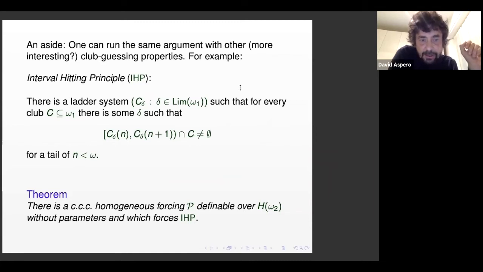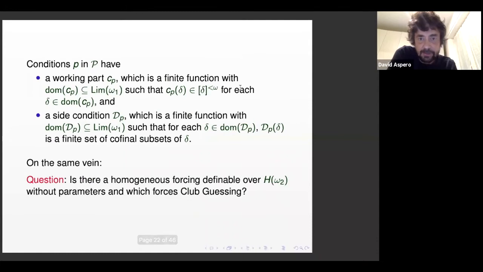And now you can show that there's a ccc homogeneous forcing P, definable over H omega 2 without parameters, which forces this guessing principle. It's not completely trivial, but not too hard to show. But I have this question here: whether there's a homogeneous forcing definable over H omega 2 without parameters which forces club guessing. I don't know the answer to this.